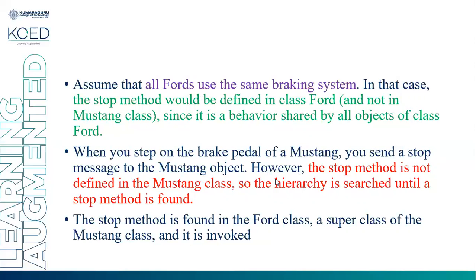For example, you send a message and the message is checked against a particular class. If the method is not found in that class, then it searches in the superclass, the immediate superclass, and the next level superclass. It will go on until the method is found. The stop method is found in the Ford class, a superclass of the Mustang class, and the method is invoked.